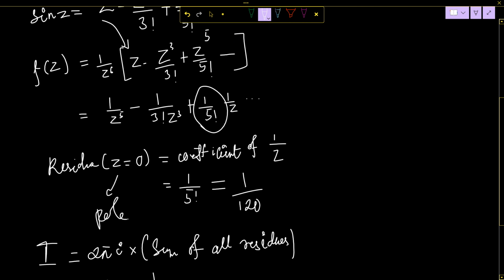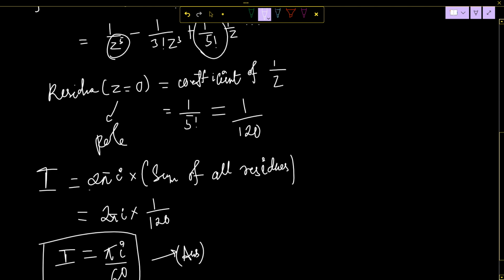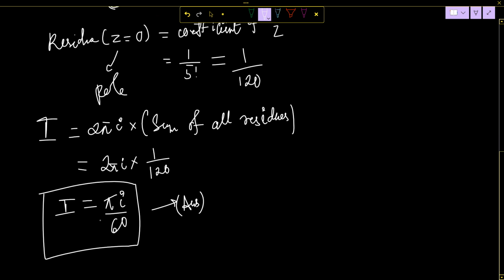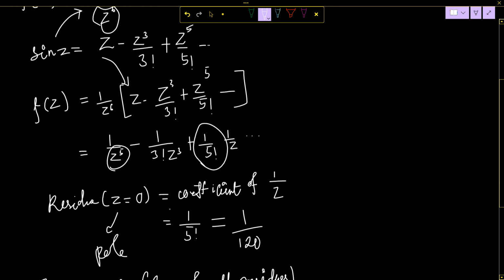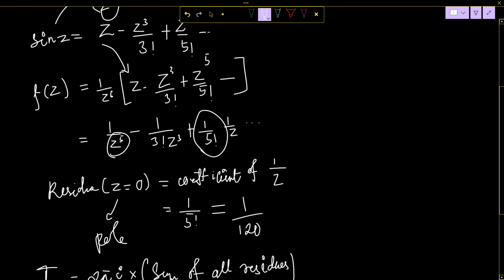And here the pole is of what order? The pole is of order 5 here, not 6, because one z was cancelled out. The coefficient of 1 by z will be your residue. So the coefficient is 1 by 5 factorial, that is 1 by 120. So I is equal to how much? 2 pi I into the sum of all residues, that is 2 pi I into 1 by 120, that is pi I by 60, as 2 and 120 are cancelled. All right, this was one of the questions.